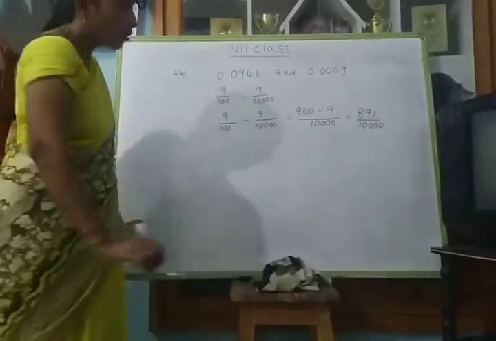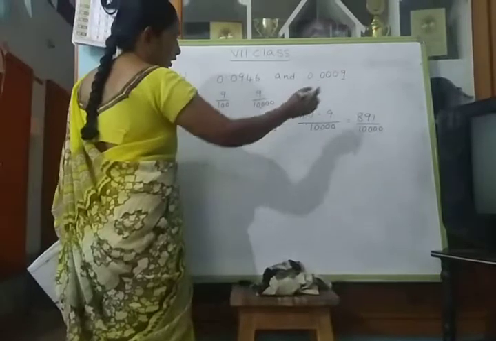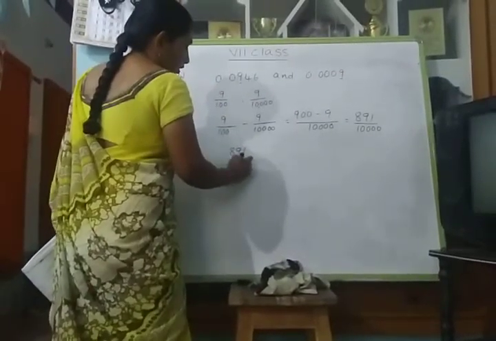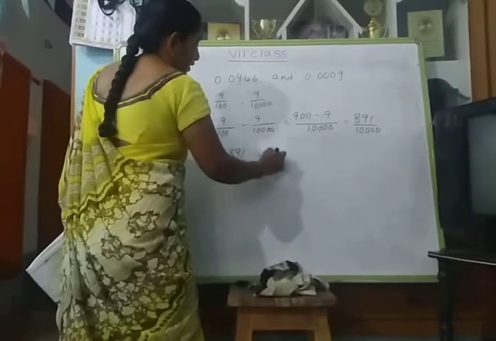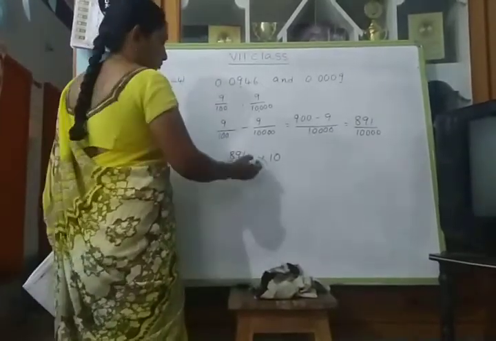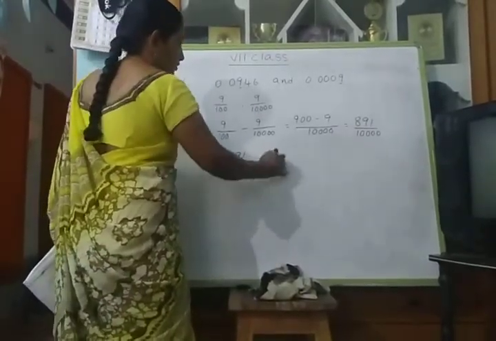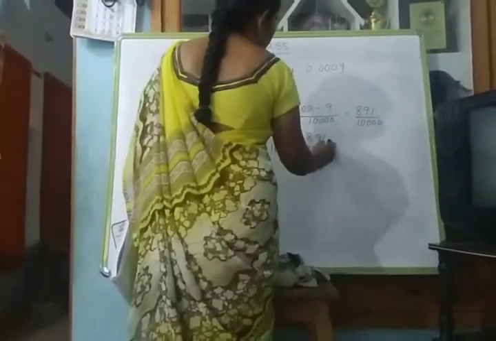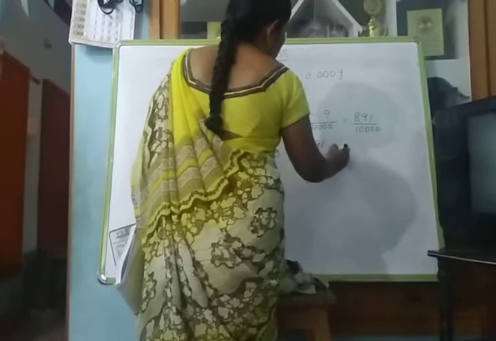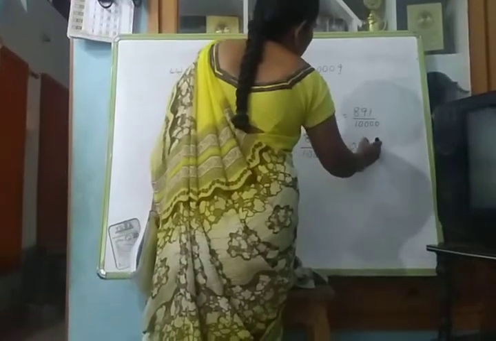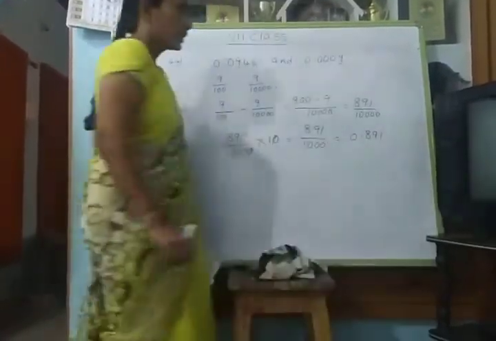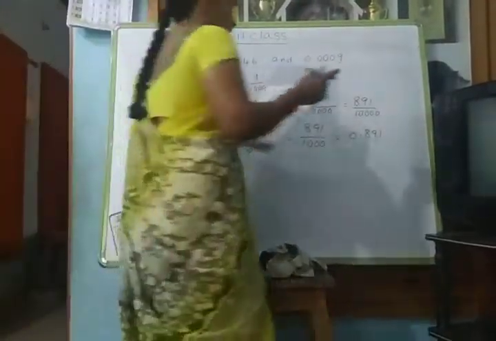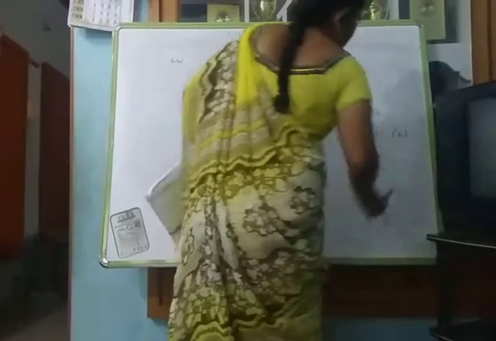Again, what did they ask? 10 times of. 10 times means what do we have to do? That number we have to multiply with 10. Sorry, 10 times means with 10. Times means we have to multiply. 0, 0 cancel. So what is the answer now? 891 by 1000, if you convert into decimal, what will you get? 0.891. Option B is correct.